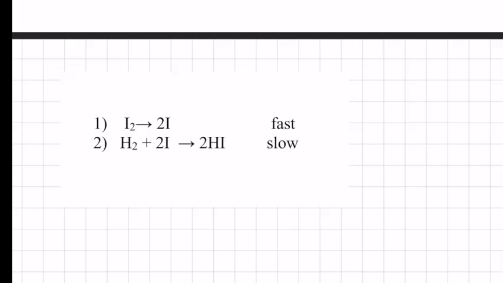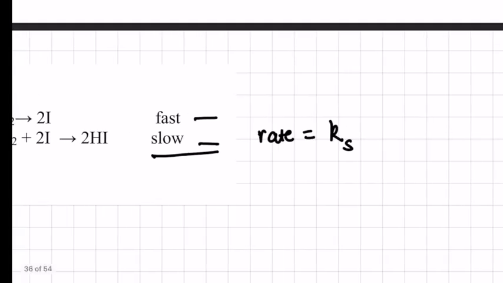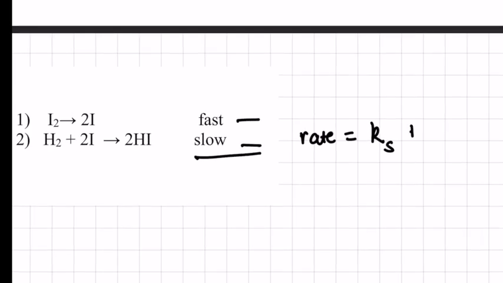Let's take one more example of steady state approximation. Here's a proposed reaction mechanism, and we are asked to figure out the rate law from it. We see this step is fast, this is slow. So I will use my slow step to write the rate law: rate equals K slow multiplied with H2 concentration, multiplied with concentration of I, raised to the coefficients in the balanced chemical equation. So 1 for H2 and 2 for I. That's my rate law from the slowest step.